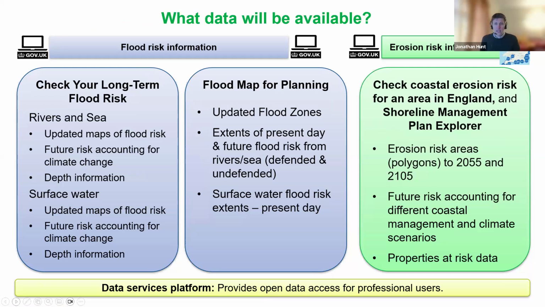So here you can see the summary of datasets we have published and are soon to publish across these different services. So in January, as Ben has mentioned, on the Check Your Long-Term Flood Risk service, we published updated maps and information for flooding from rivers, sea and surface water. There's new information indicating the possible impacts of climate change on future risk. And we're also showing more information about likely depths of flooding.